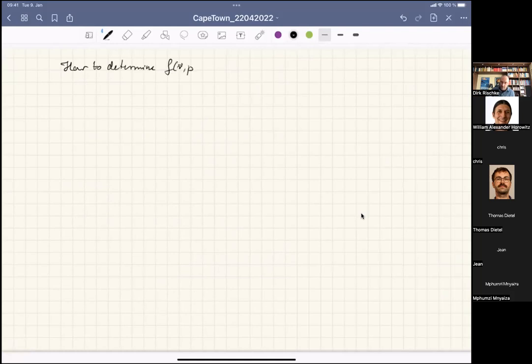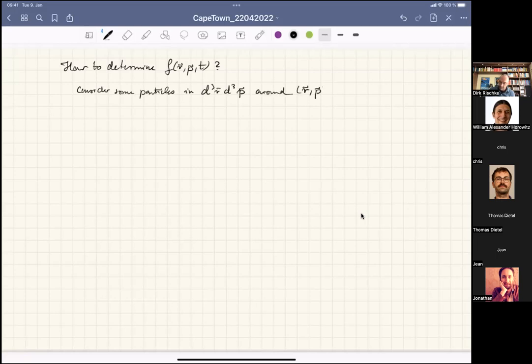So we need an evolution equation for this guy. And what I'm going to show you is a derivation of this evolution equation, which is the Boltzmann equation. Okay, so what will happen? Suppose I have some particles in this phase-space volume d3r, d3p around my position in phase space r, p at time t.